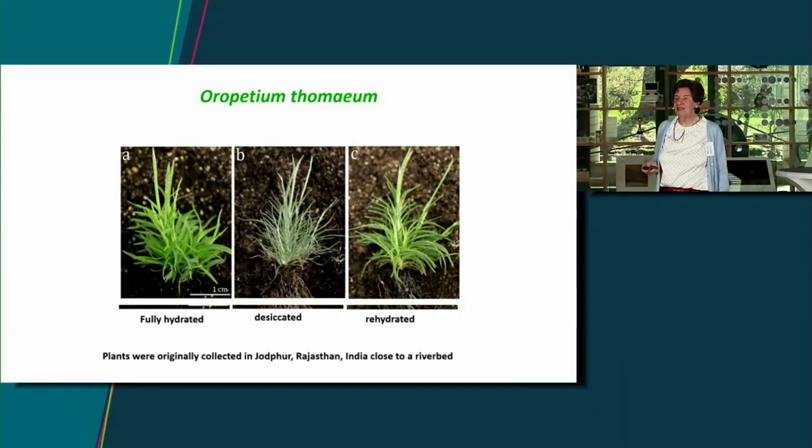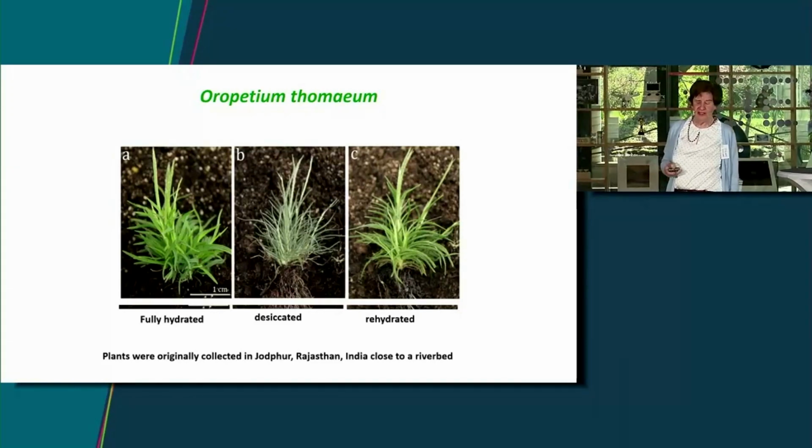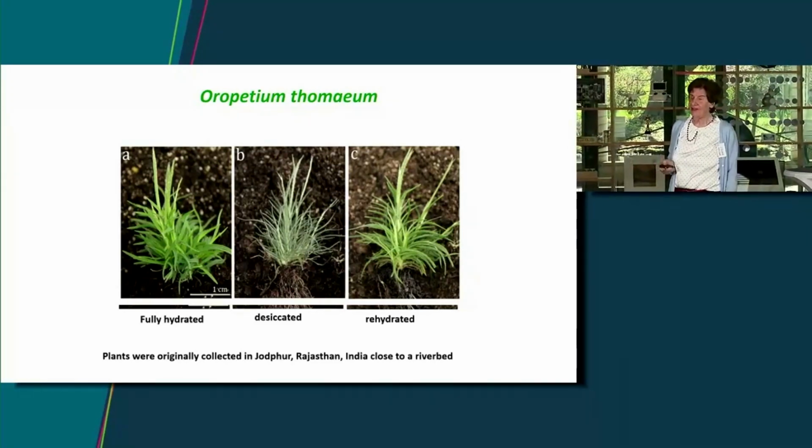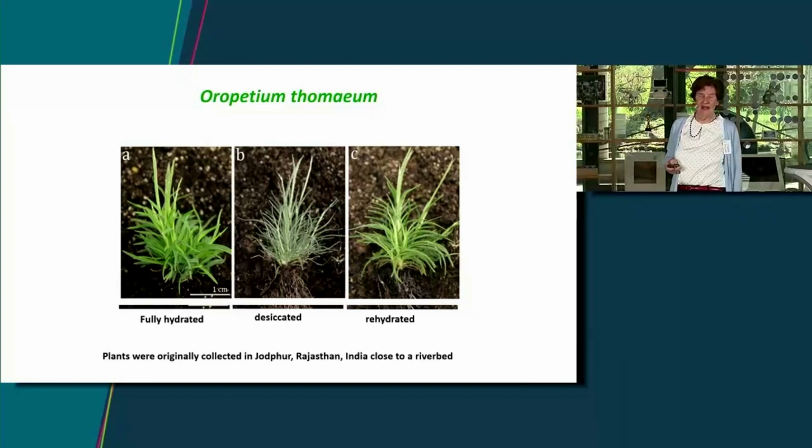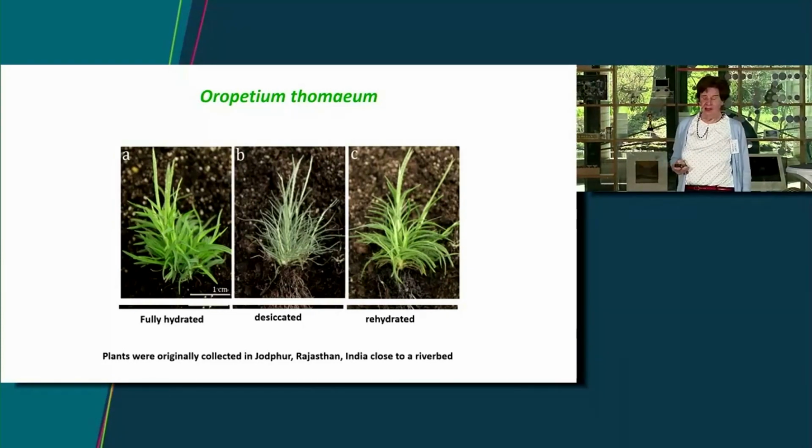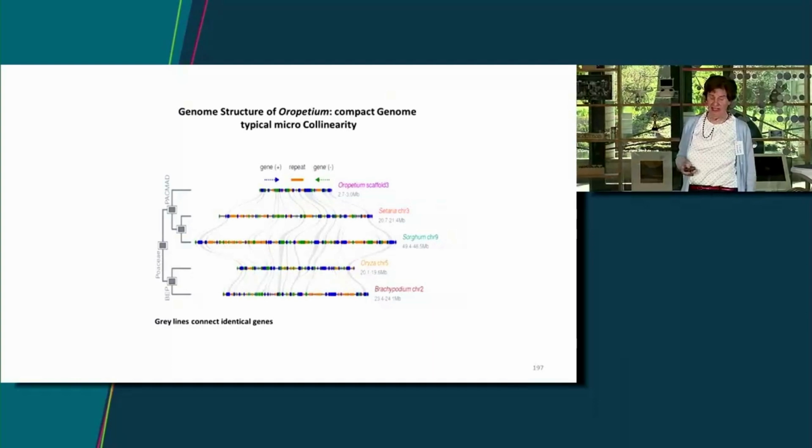So what we did, in collaboration with Rob van Buren and colleagues, is that the genome of this plant was sequenced as one of the first genomes of the resurrection plants. So what did we find from this genome sequencing? And one aspect is shown on the next slide.